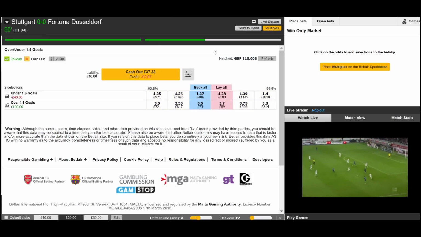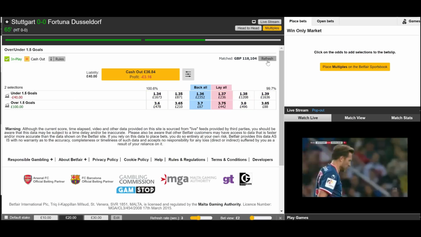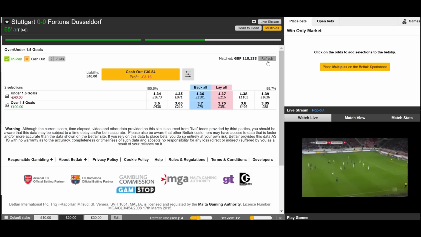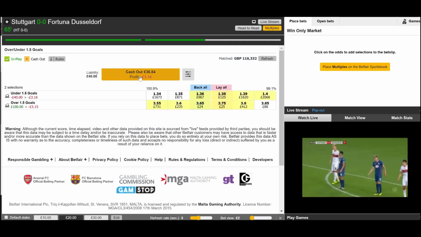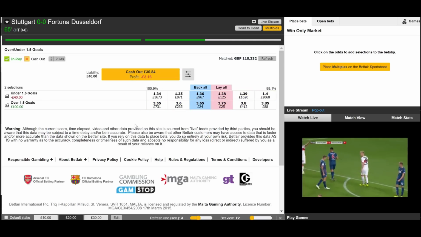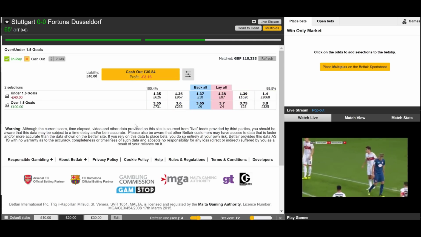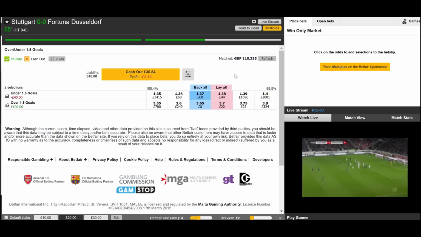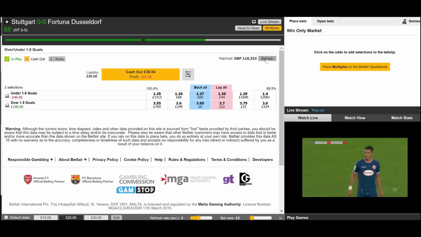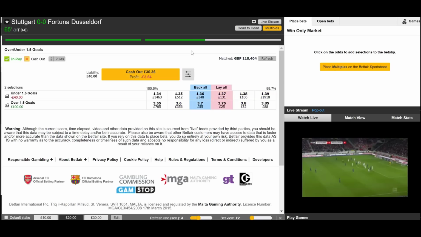So how we'd use the trailing stop loss on this market is we are going to enter by laying under 1.5 goals at 1.40, as you can see that I've already done just a moment ago. And I'm going to say that my original stop loss is once this price on under 1.5 goals hits 1.10, I'm going to immediately cash out for a loss. So you have to do this manually. There is software that could do this automatically, but I don't want to confuse you with that. For the moment, I'm in the market until that price hits 1.10, and then I'm out.